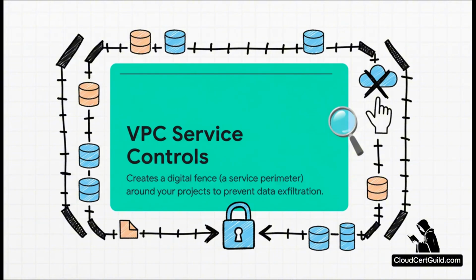The answer is an amazing feature called VPC service controls. Think of it like this. You can literally draw a digital fence around your most sensitive projects. You create a secure perimeter, a digital vault. And once that fence is up, data cannot leave that perimeter. An authorized user inside the fence can work with the data, but they simply cannot copy it to a location outside the fence. It is an incredibly powerful defense against data leaks.